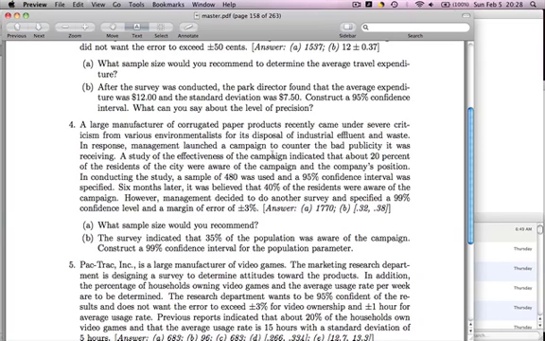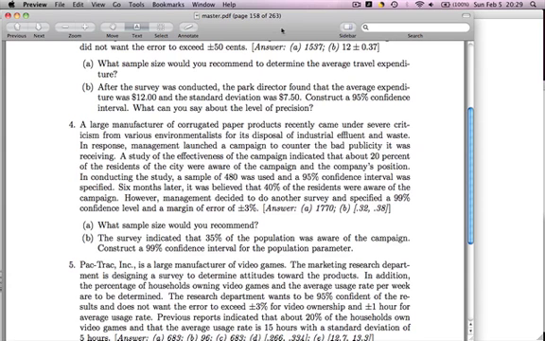In conducting the study, a sample of 480 was used with a 95% confidence interval. 6 months later, it was believed that now 40% of the residents were aware of the campaign. However, management decided to do another survey, and this time they specified a 99% confidence level with a margin of error of plus or minus 3%. So let's go take some notes.